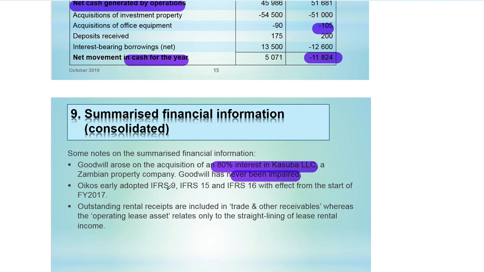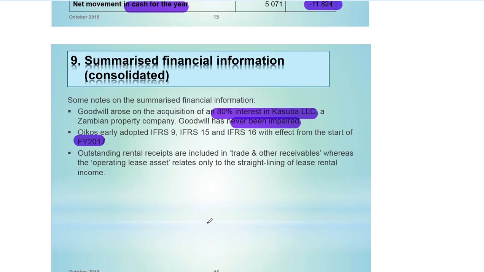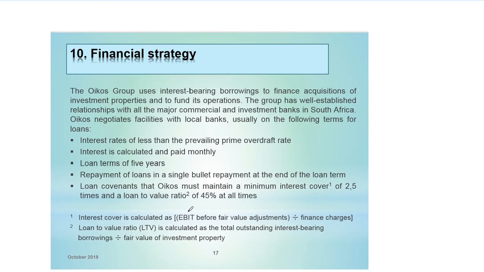Oikos early adopted IFRS 9, IFRS 15, and IFRS 16 with effect from the start of the 2017 financial year. Outstanding rental receipts are included in trade and other receivables, whereas operating lease asset relates only to the straight line lease asset, lease rental income. And then they're giving us financial strategy.